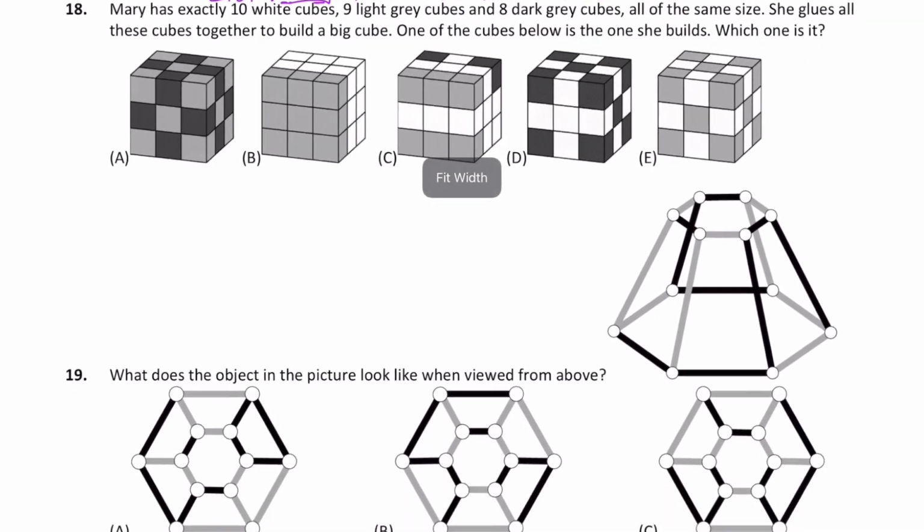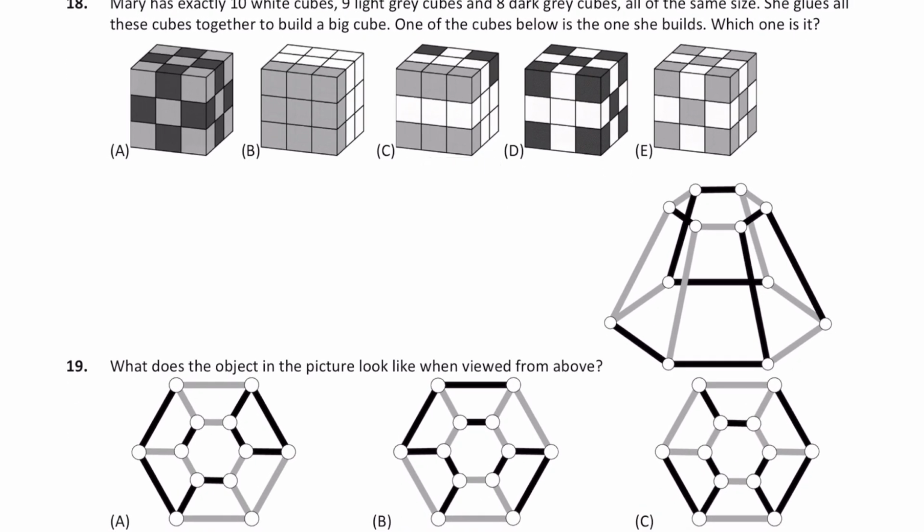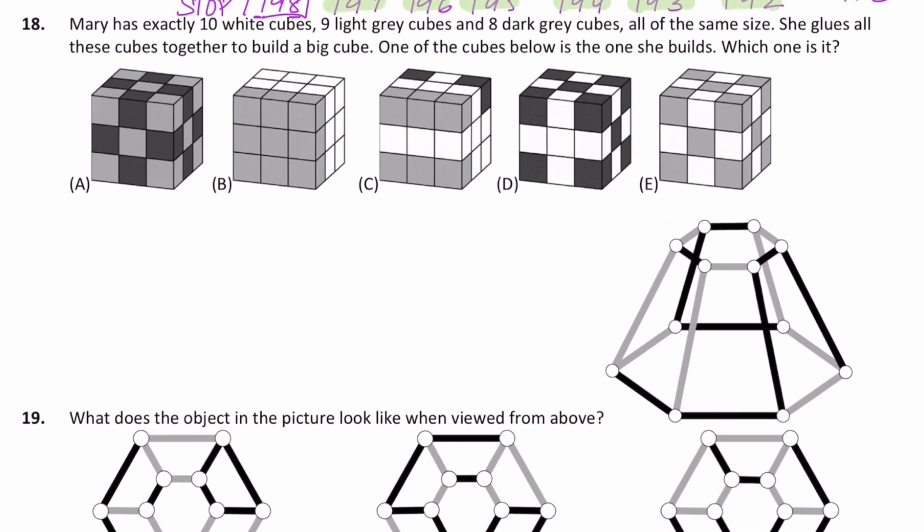Next question. Mary has exactly 10 white cubes, 9 light gray cubes, and 8 dark cubes, all of the same size. She glues all these cubes together to build a big cube. One of the cubes below is the one that she builds. Which one is it? So let's look at the bigger, like if you look at a cube, whatever color you think has the largest number of cubes, we'll count that, okay?